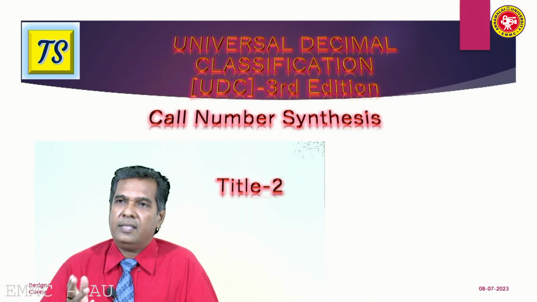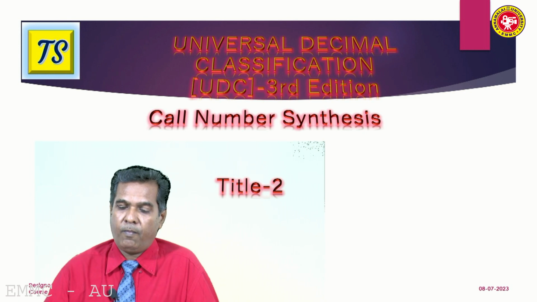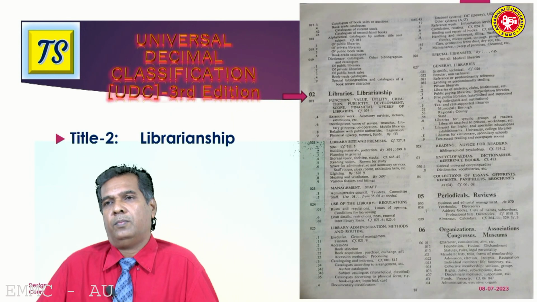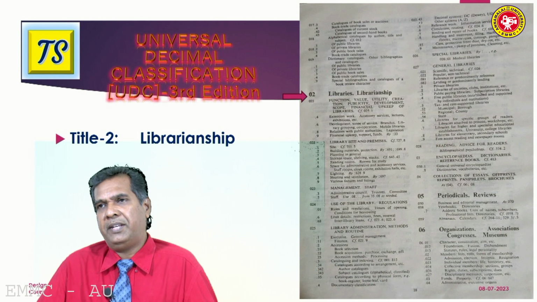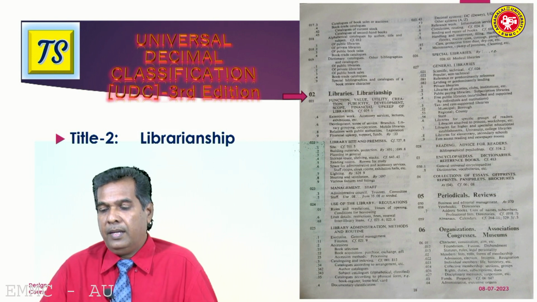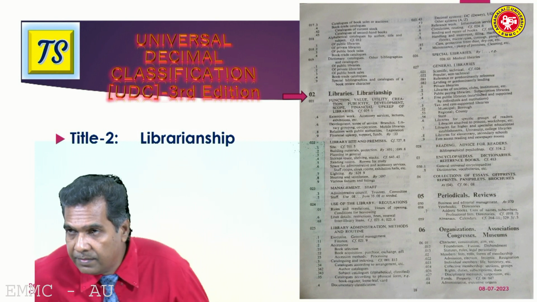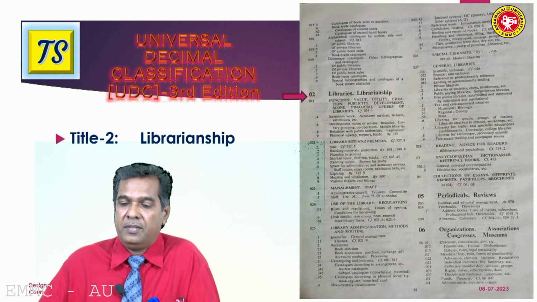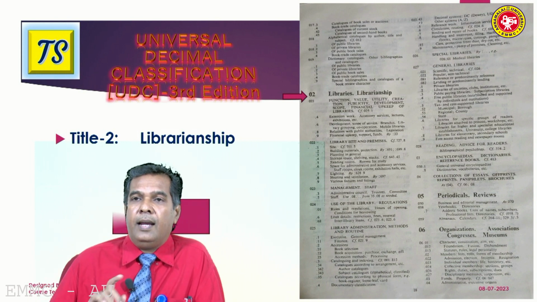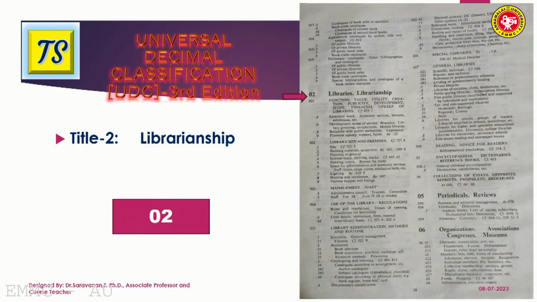Let me go to the second title. Title 2, Librarianship, a simple title. The right part shows the schedule. In page number 28, you can find the notation for this title. See the number 02. You can find it in the schedule. It refers to libraries and librarianship. So this is the final number for this title.